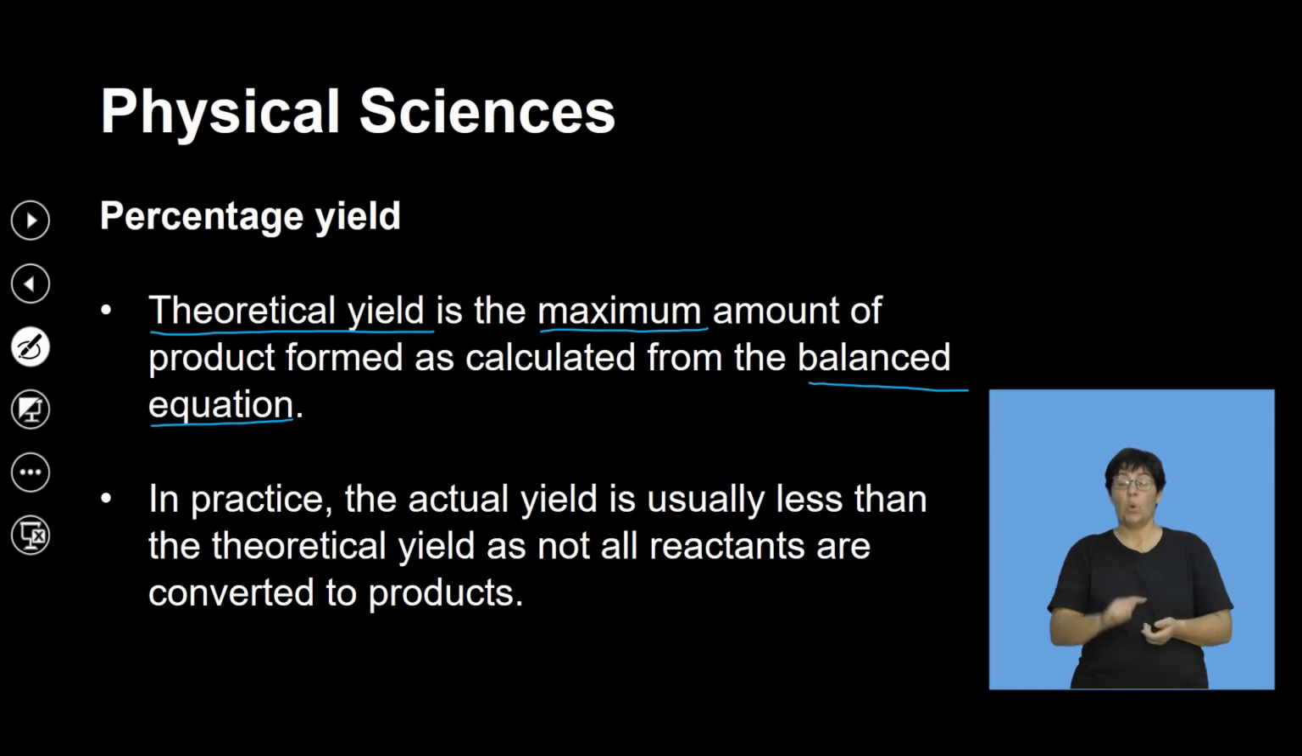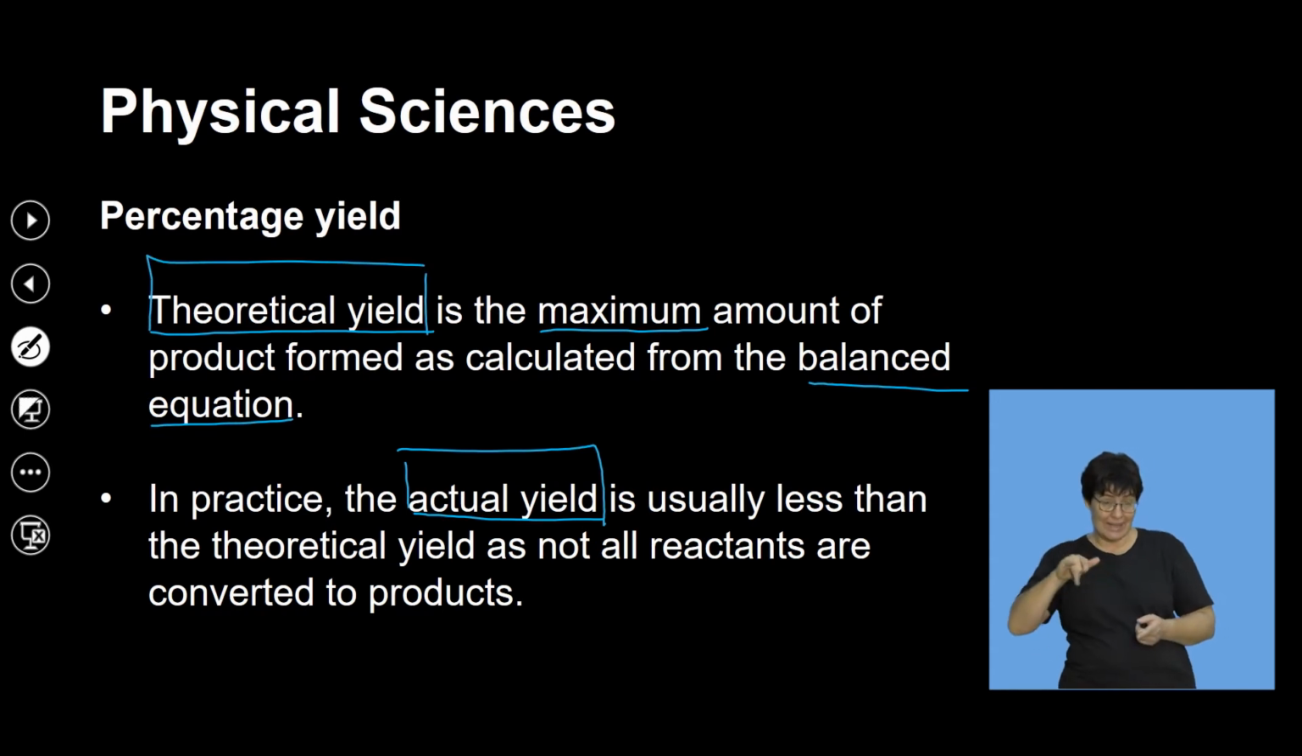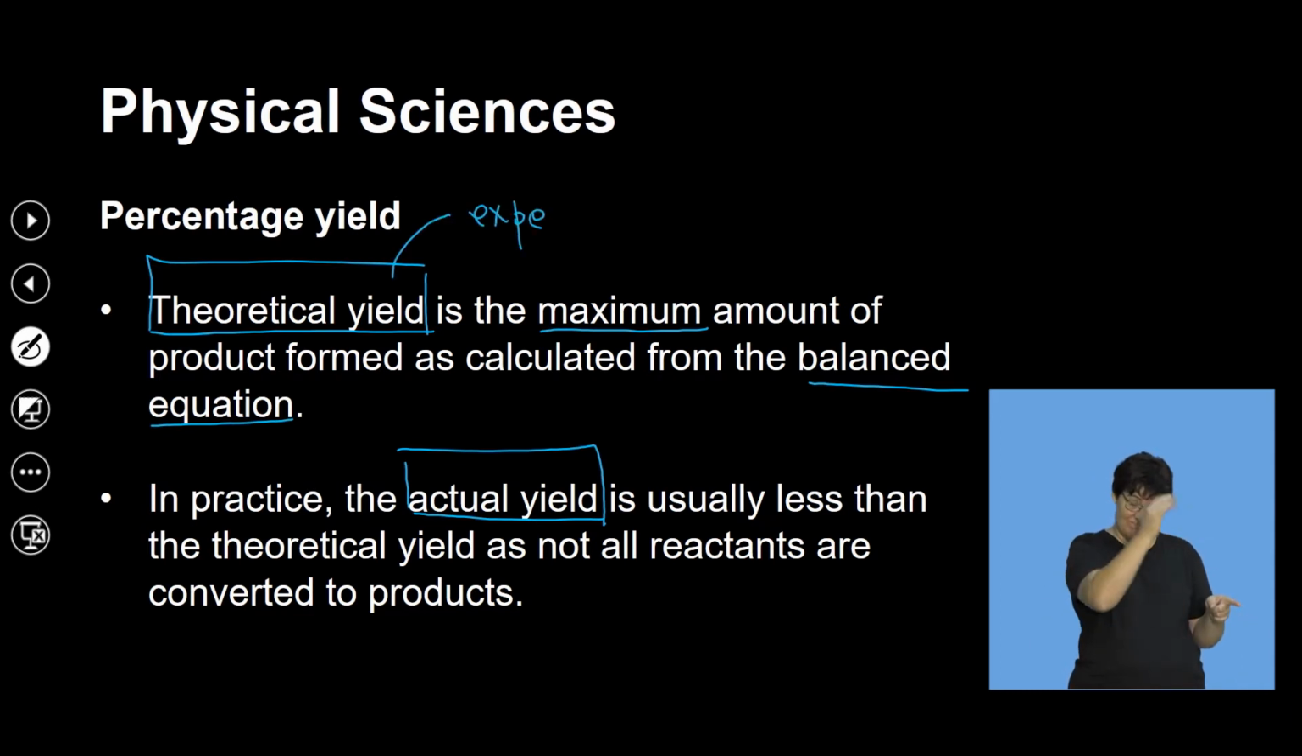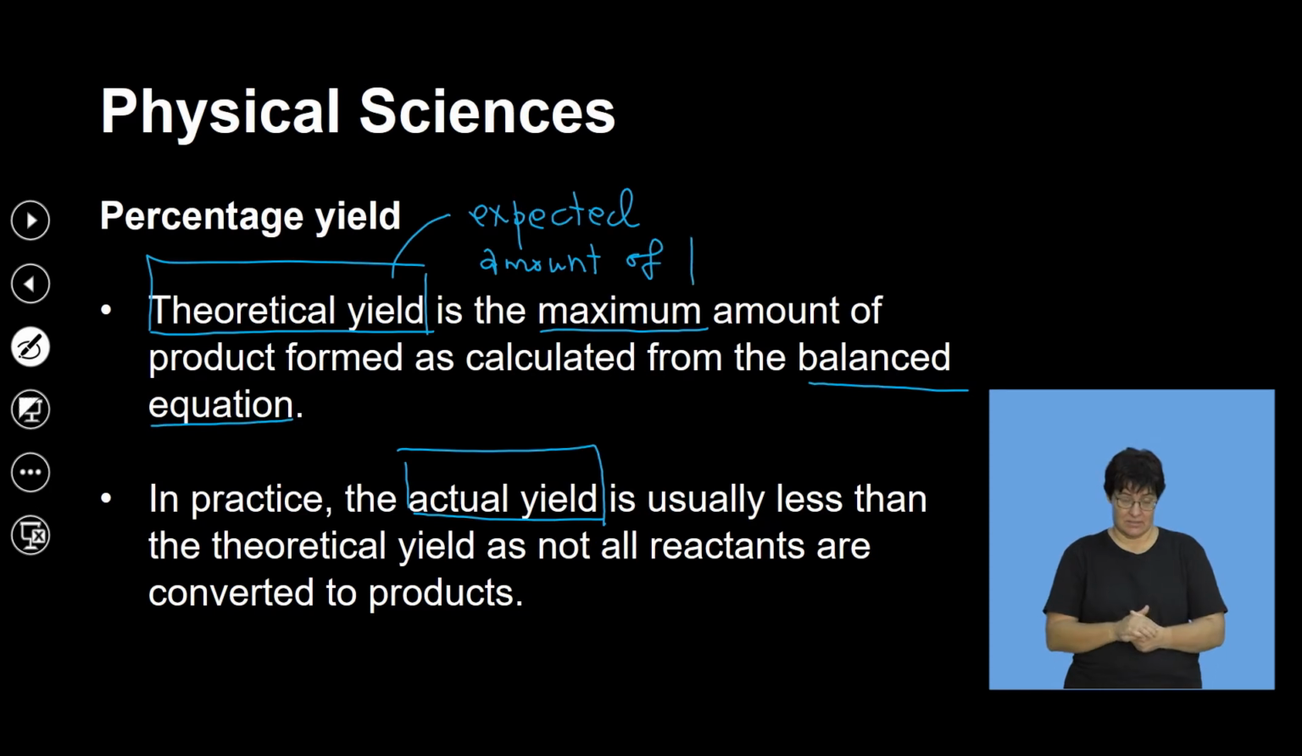In real life or in practice, the actual yield is usually less than the theoretical yield. The reason is that not all reactants are actually converted to products. So there is a comparison between actual yield and theoretical yield. In most cases, what we get is not what we calculated theoretically. The theoretical yield is what is expected. So this is the expected amount of product as per the balanced equation of reaction. It can be product or products, it doesn't matter, it will depend on the context under consideration.